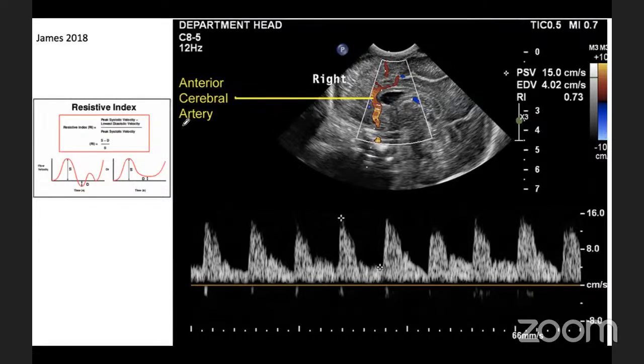The resistance index is also inter-observer variable, and it gives you a fair amount of clue about sensitivity and specificity regarding the future neurodevelopmental outcome based on the resistance index.